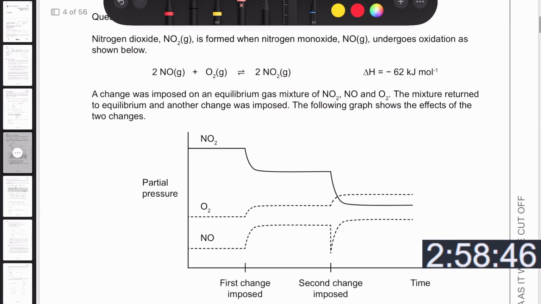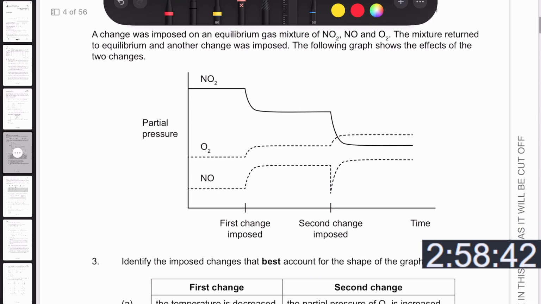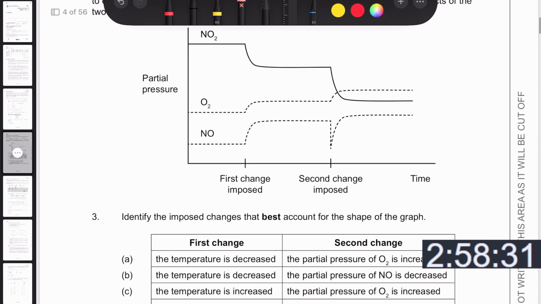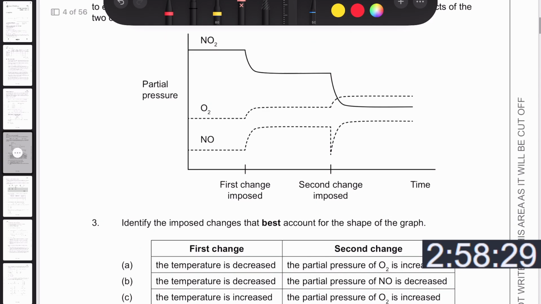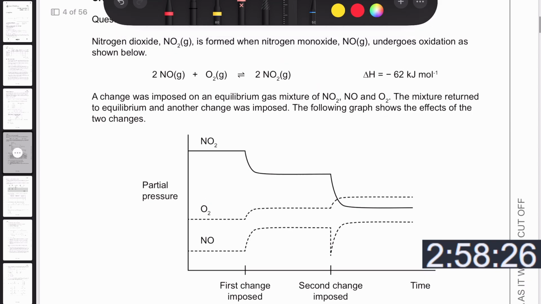Nitrogen dioxide is formed when nitrogen monoxide undergoes oxidation as shown below. A change was imposed on an equilibrium mixture. The mixture returned to equilibrium and another change was imposed. The following graph shows the effects of the two changes. Identify the imposed change that best accounts for the shape of the graph.